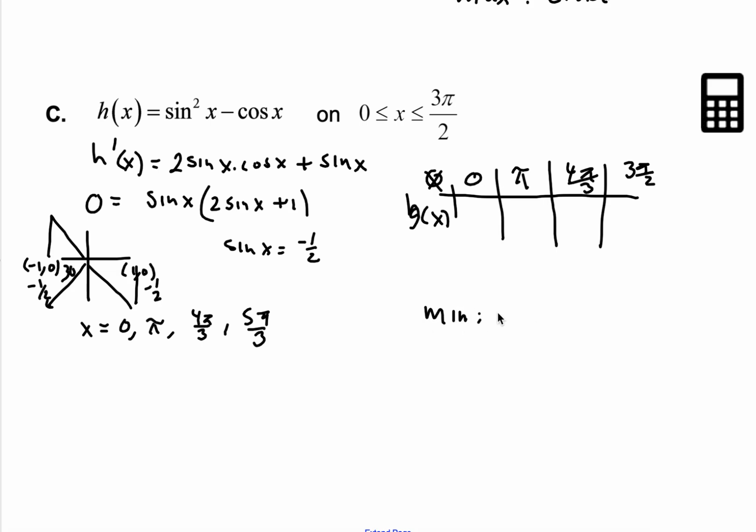But the minimum in this case would be at -1. So you tell me which one of those values it equals to, and the maximum is going to be at 1.25, or not at, but it's 1.25. Okay.